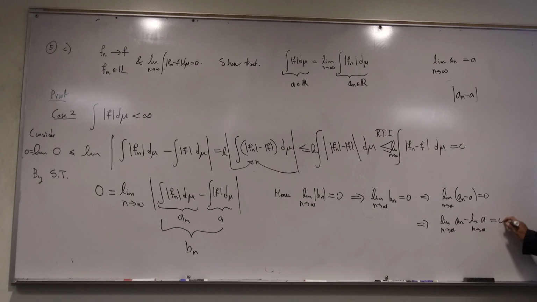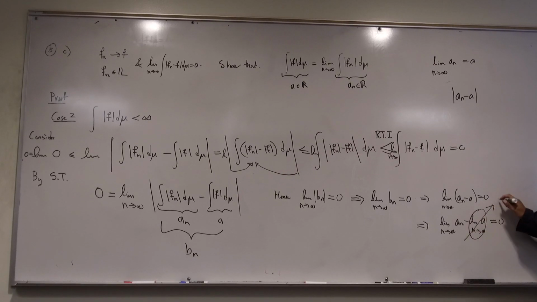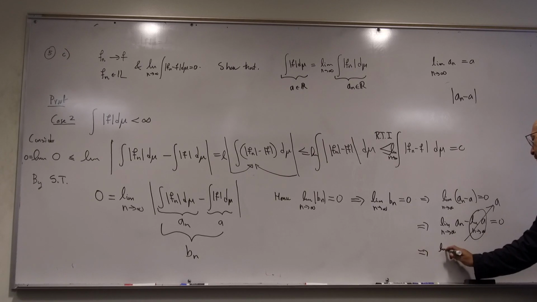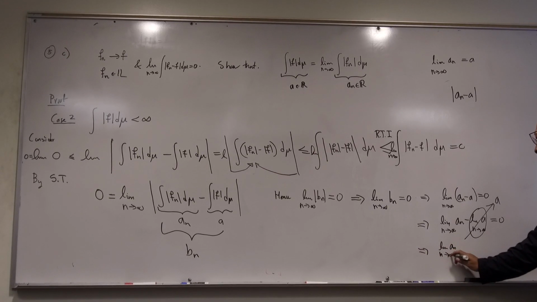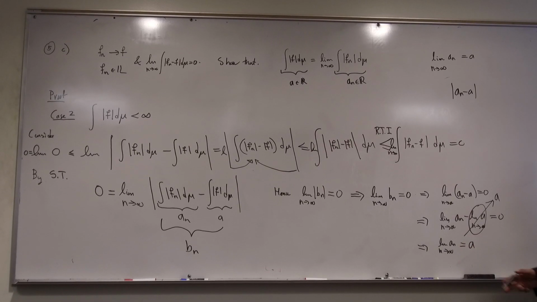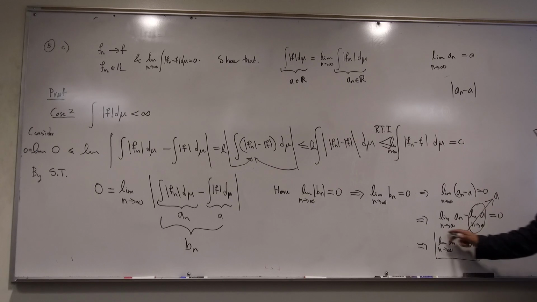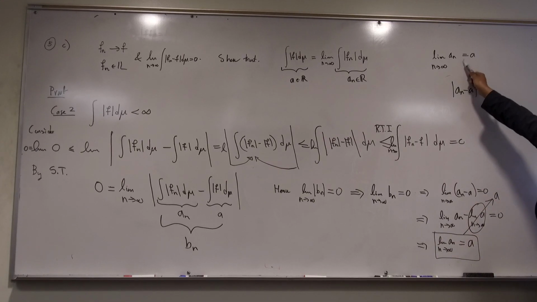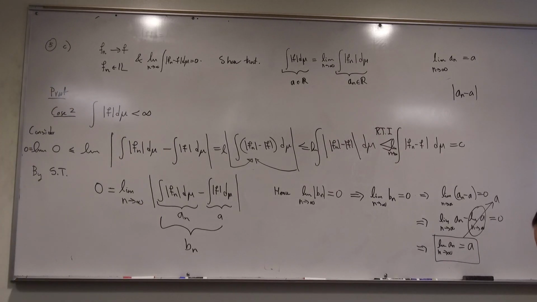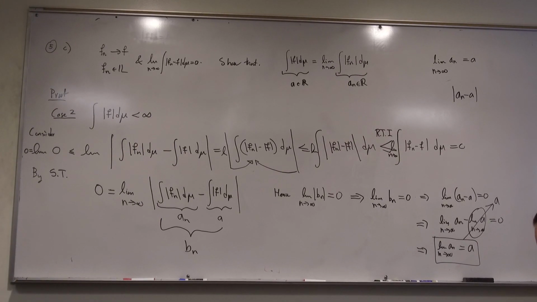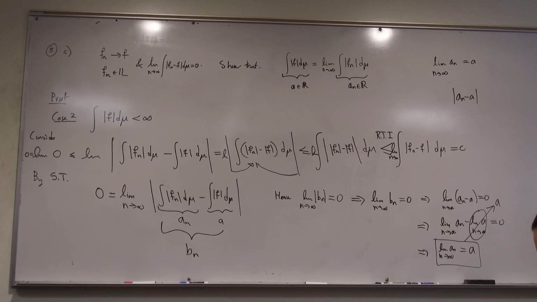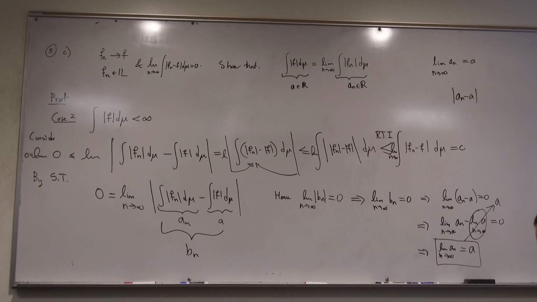But the limit of a constant is the constant itself, right? There is no n. So therefore, the limit of a_n when n approaches infinity minus a equals 0. Therefore, that limit equals a. And that's what we wanted, right? That's just like calculus limit properties, right, guys? All right, so I guess this is it.